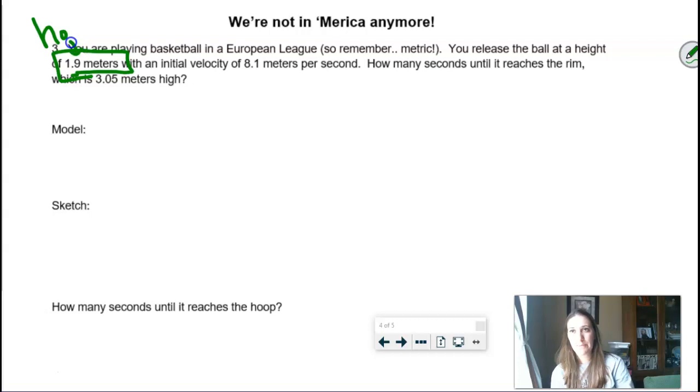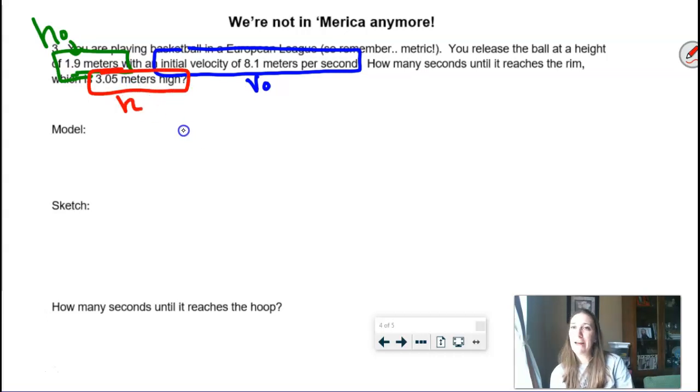So that's where it starts. And then we have this initial velocity of 8.1 meters per second. So this is that v sub naught thing. And they want to know how many seconds till it hits the rim. And the rim, which I had to look up when I wrote this problem because I didn't know, was a final height of 3.05.